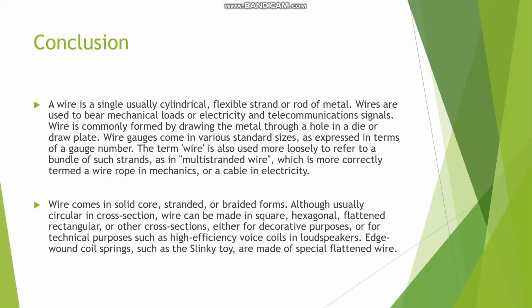Wire comes in solid core, stranded or braided forms, although usually circular in cross-section. Wire can be made in square, hexagonal, flattened rectangular, or other cross-sections, either for decorative purposes or for technical purposes such as high-efficiency voice coils in loudspeakers. Extension coil springs such as the Slinky toy are made of special flattened wire.